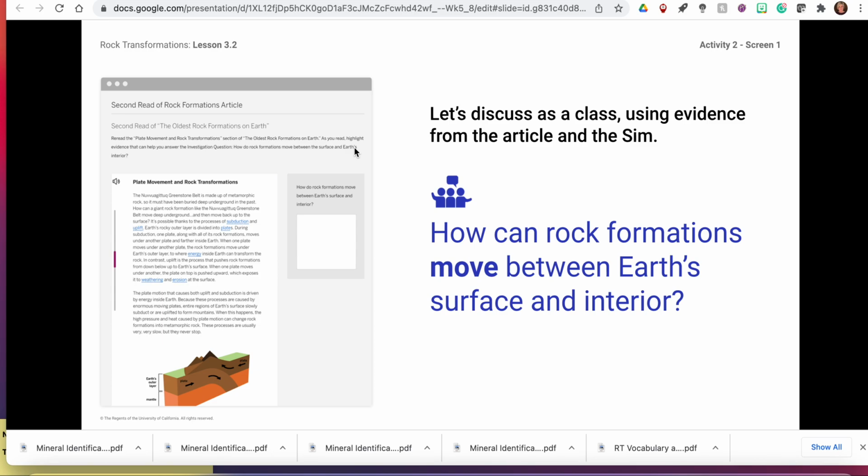So if you remember on the back of the article, there's that paragraph that's got the heading, Plate Movement and Rock Transformations. And so we see the word uplift and we see the word subduction. And you were able to find out exactly what those mean. And so in order to answer this question, all we have to do is say, the rocks will either go through the process of subduction or uplift. So I'd like you to go ahead and write that answer here and then hit hand in and we can move on.